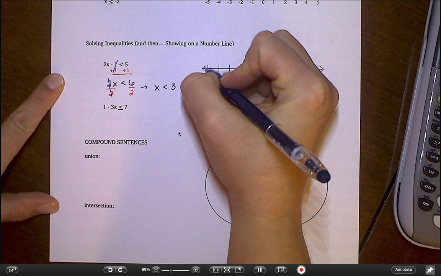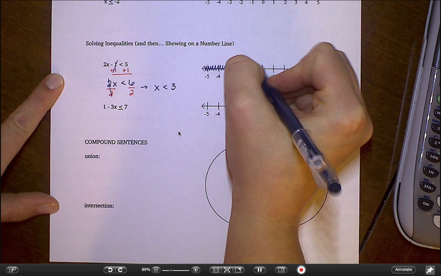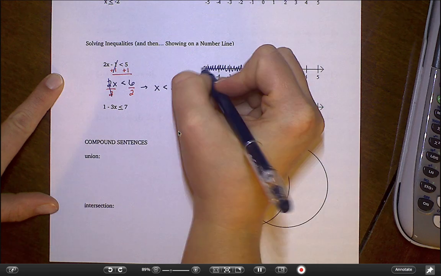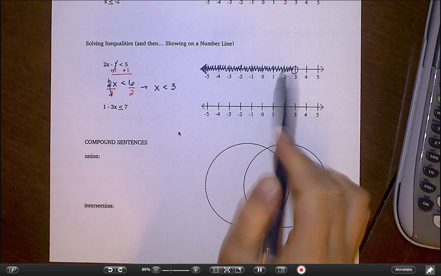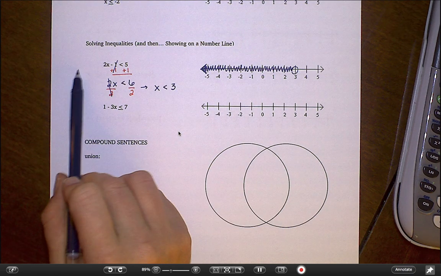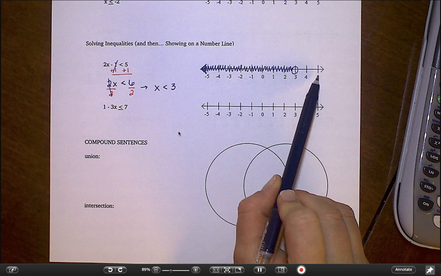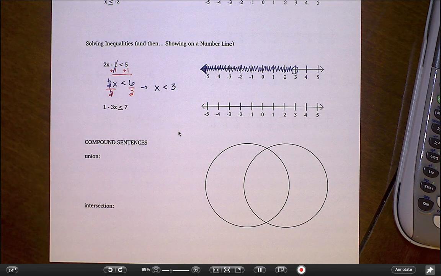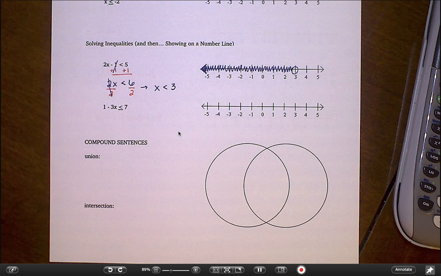And I'm going to shade everything. I know it seems weird that I'm moving in this direction, but as a right-handed person, it's easier to shade this way. Everything to the left of that open circle. Okay, and so that means if I picked any number in this shaded area or any number that's further to the left here and plugged it in, this statement would hold up to be true. If I picked a number over here like 5, 2 times 5 minus 1 would not give me something that's less than 5. Okay, but anything lower than 3 would make this sentence true.